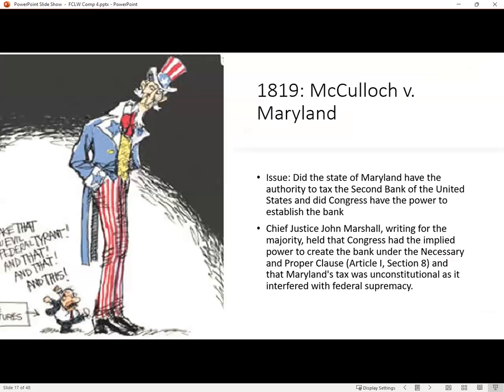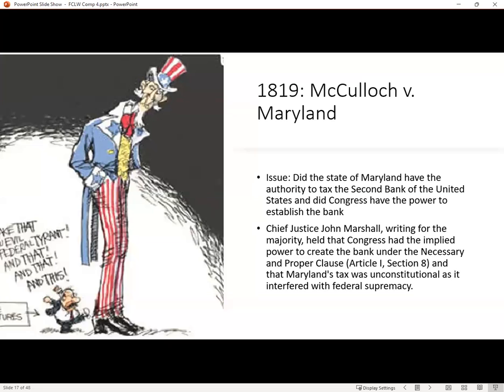And then we had in 1819, the McCulloch v. Maryland court case. Maryland, a state, wanted to tax the Second Bank of the United States, which is a federal bank. And they even claimed that the federal government didn't have a right to have a bank. So it went to the Supreme Court.